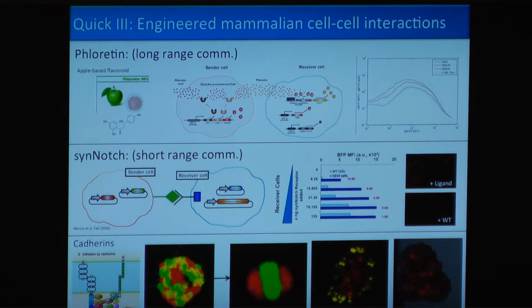So those are the sensors, and we're also able to engineer cell-cell interactions through either long-range cell-cell communication with this apple-based flavonoid called Phloretin, which diffuses quickly, or something that's really short-range with synthetic Notch. And in addition to communication, we have the ability to have physical interactions via coherence. So this is a movie that we took of these cells that we are now programming to interact with one another and then create these three-dimensional shapes by design, hopefully leading to tissues.